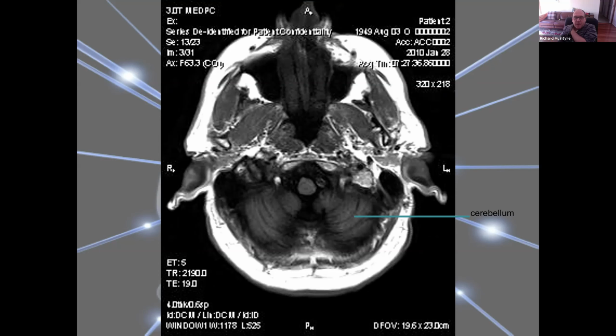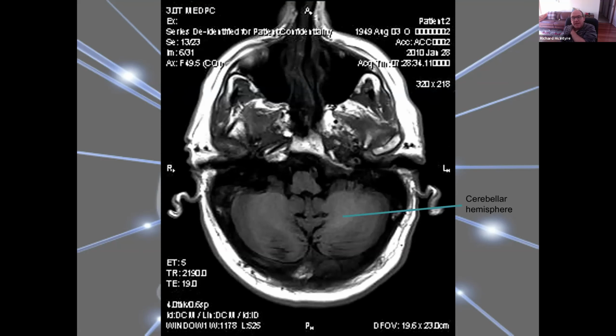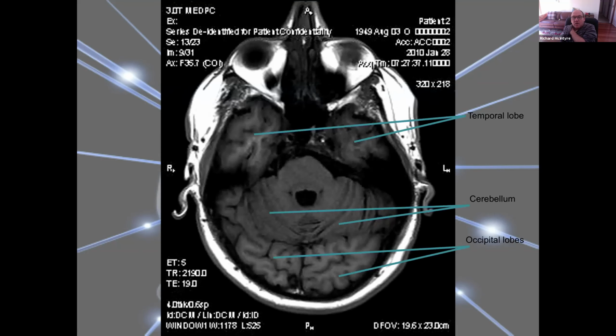Okay, see the cerebellum and the brainstem. We see the cerebellar hemisphere, so half of the sphere. Now we get into the temporal lobes. Can you see the difference between the cerebellum and the occipital lobes? You can see the texture, the difference in appearance of these two structures. And then, of course, we see the temporal lobes, which is part of the cerebrum. So we've got the cerebellum at the bottom, and then we're coming up towards the cerebrum.